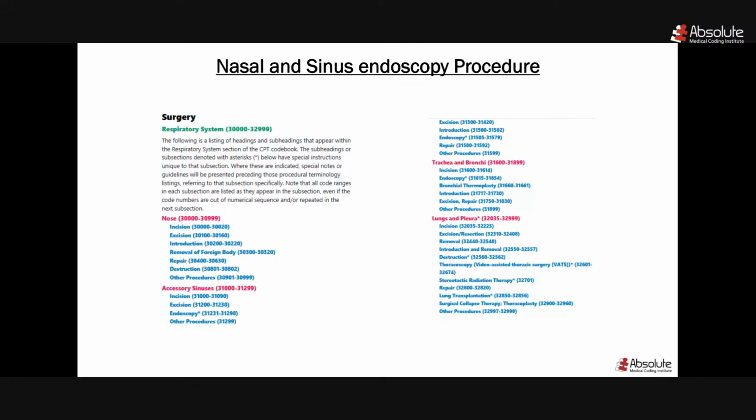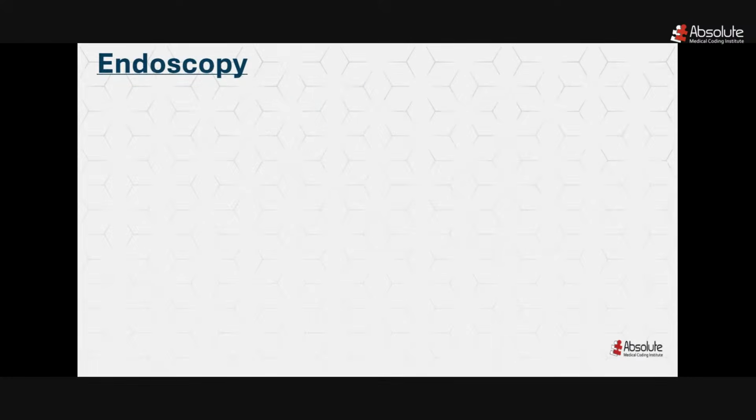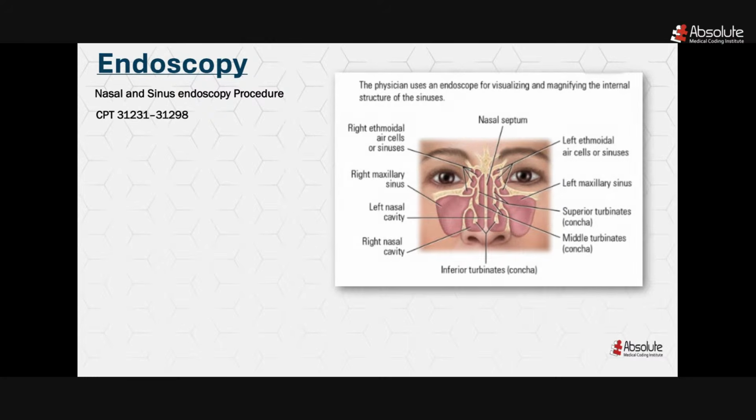And we are going to look into the nasal and sinus endoscopy procedure. This comes from the respiratory system. So, most of you must know what a nasal endoscopy is. Nasal or sinus endoscopy is a procedure in which the physician uses the nasal or sinus endoscope to directly visualize the inside of your nasal cavity and the sinus pathway, right? And this procedure usually falls under the CPT code series 31231 through 31298.